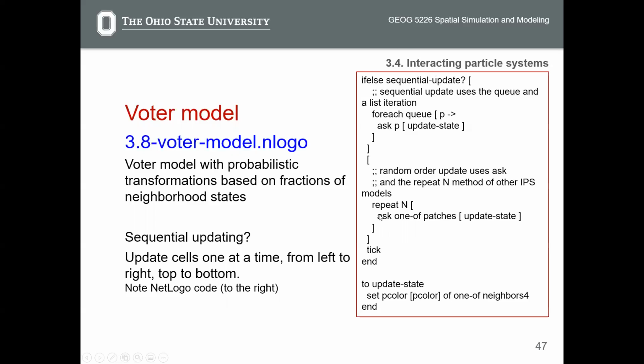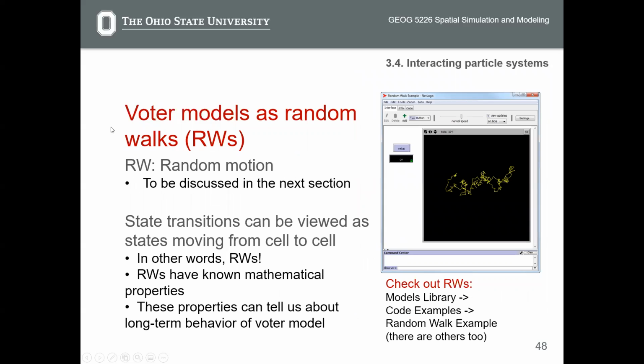Okay, here is the code. Here is the code patch for implementing this sequential updating. Okay, it's a little bit special, so I paste it here. Okay, and another type of voter model is called random walks.